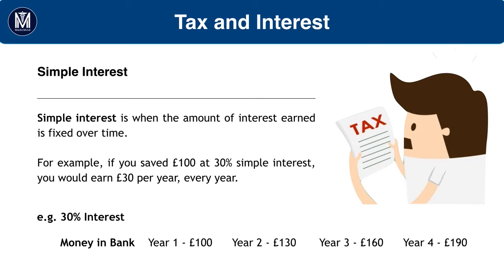So for example, let's say we go and put £100 into a bank and we get 30% simple interest. 30% of 100 is 30. So after a year, at the start of year 2, we'll have £130 in the bank. At the start of year 3, we'll have £160 in the bank. After another year, we'll have £190 in the bank. And what you see is that the interest earned year on year is still £30. It's still 30% of the original investment of £100 into the bank.